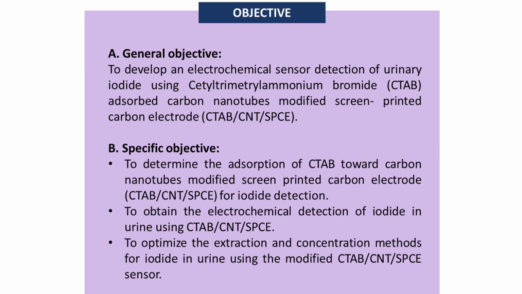B. Specific objectives. 1. To determine the absorption of CTAB towards the carbon nanotube modified screen printed carbon electrode, CTAB CNT SPCE, for iodide detection. 2. To obtain the electrochemical detection of iodide in urine using CTAB CNT SPCE. 3. To optimize the extraction and concentration method for iodide in urine using the modified CTAB CNT SPCE sensor.